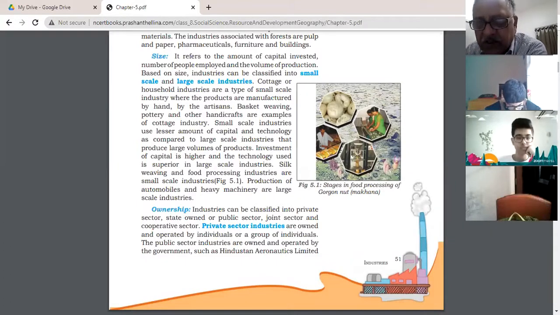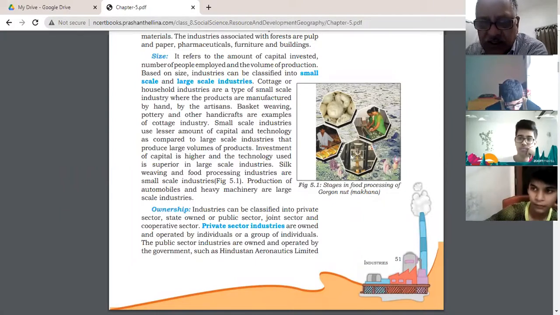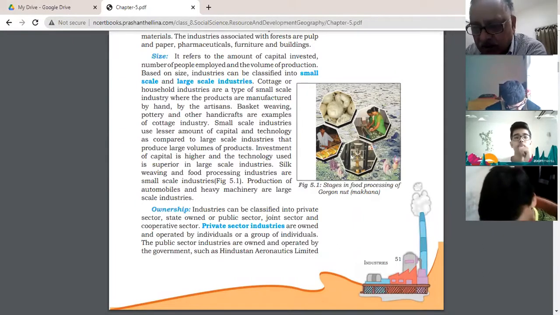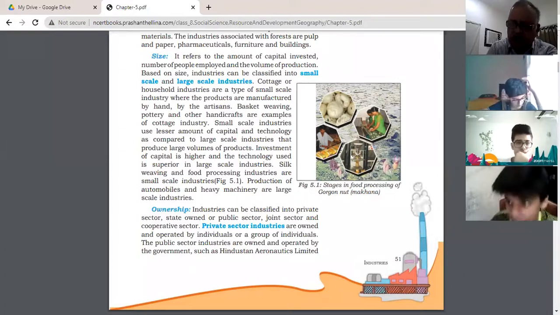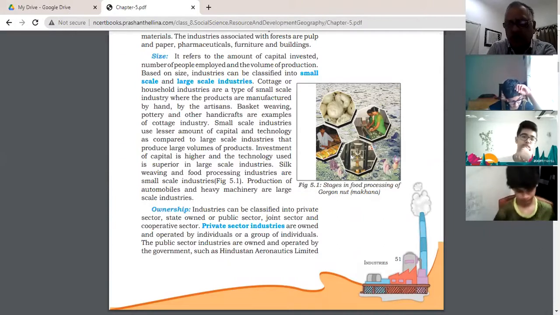So in large industries, investment is very high and technology use is superior. Silk weaving and food processing industries are small scale industries, and automobile production and heavy machinery are large scale industries. So they need more money, more investment, more labor, more technology, more sophisticated machines, so they have to spend more money. In small scale industry, less labor is used. Technology is not used as much. Even high technology can be done with small technology. And investment of capital is very less because most of the things are made by hand. So no need of machinery. These are the small scale industries.